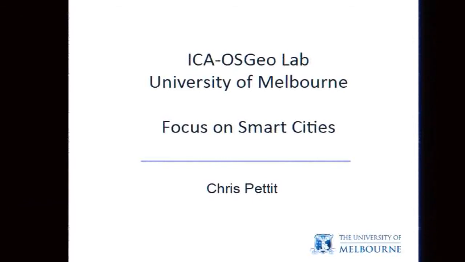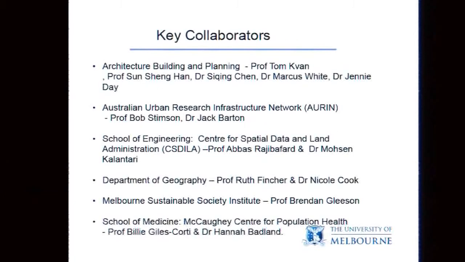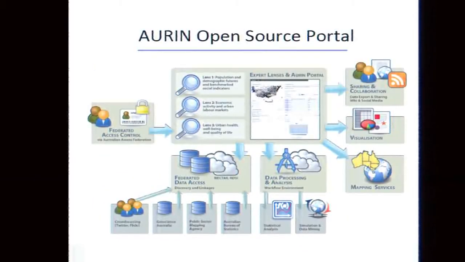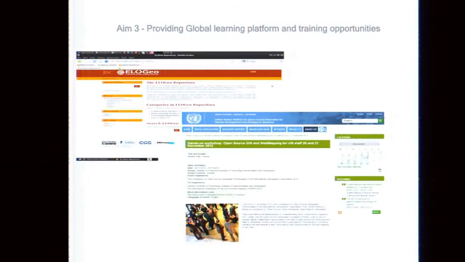And again, this is the last example, from the University of Melbourne. One thing I liked about them is they had a focus on smart cities, and they brought together colleagues from different departments and set up a very interesting group to set up the OSGeo lab. They have a lot of research projects building on top of open source, especially one called AURIN. The last aim was to set up a global training platform, and we have developed that one as well.